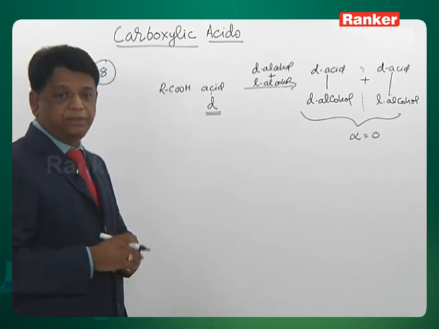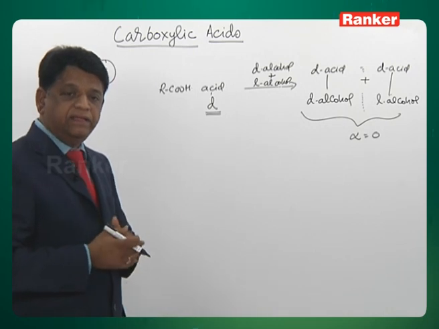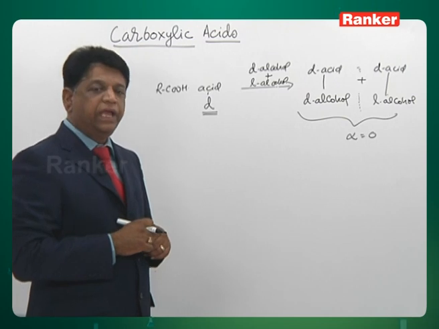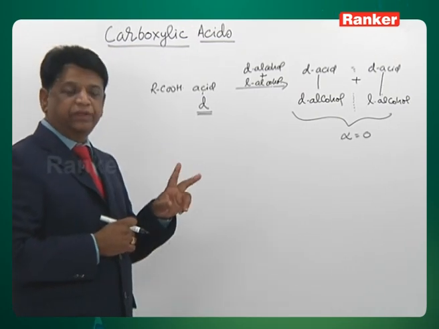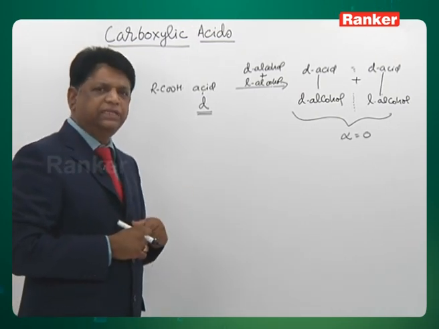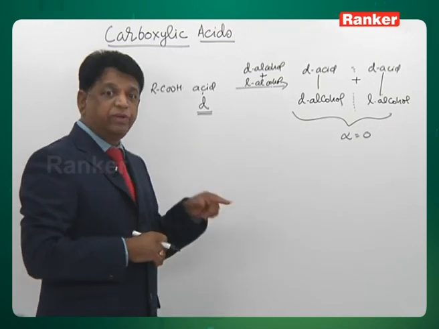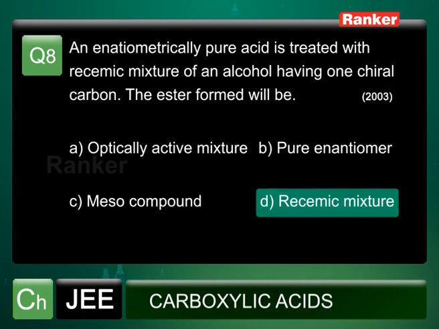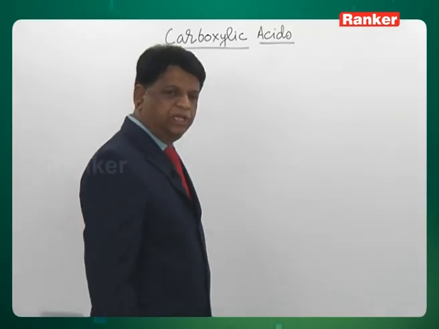Meso compound and racemic mixture. Here the controversy is, if you accept the racemic mixture, the last one, pure enantiomers, these two must be enantiomers. Two enantiomers only will make the racemic mixture, but here diastereomers are making the racemic mixture. That is the answer. So the last answer, answer D, is the right answer. So let us go for question number 9.